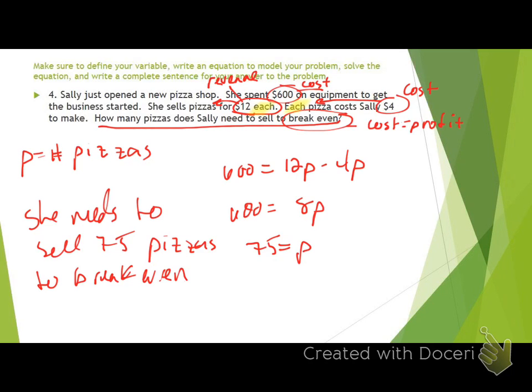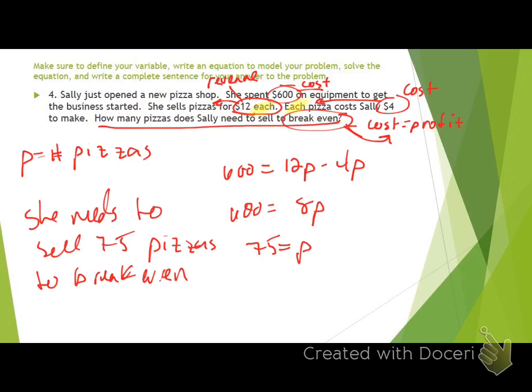So here's what I did. How many pieces does Sally need to sell to break even? I made a quick note here that break even means that her cost and her profits need to be equal. That's going to help me set up my equation, right? My important values there, the $600 for the equipment cost. She makes $12 each. I highlighted the word each because that tells me I'm going to multiply some stuff. And then it costs her $4 each pizza to make it. So again, each is highlighted because it tells me I'm going to multiply some stuff, right?